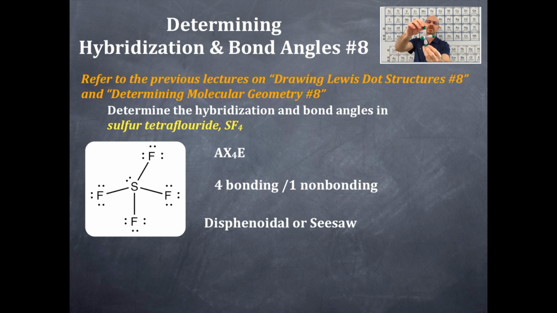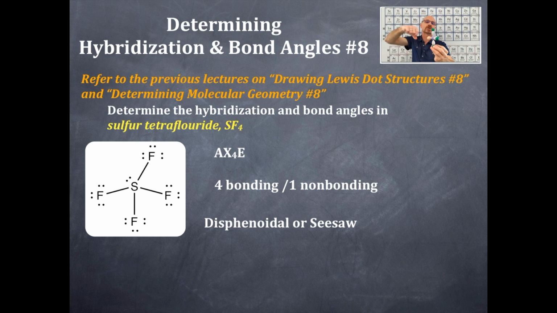Okay, now we're going to get the hybridization of this. We're going to count the electron domains around the central element here. That is 1, 2, 3, 4, 5. So hopefully you got that. That's going to be s, p1, p2, p3, d. So that's sp3d hybridized.